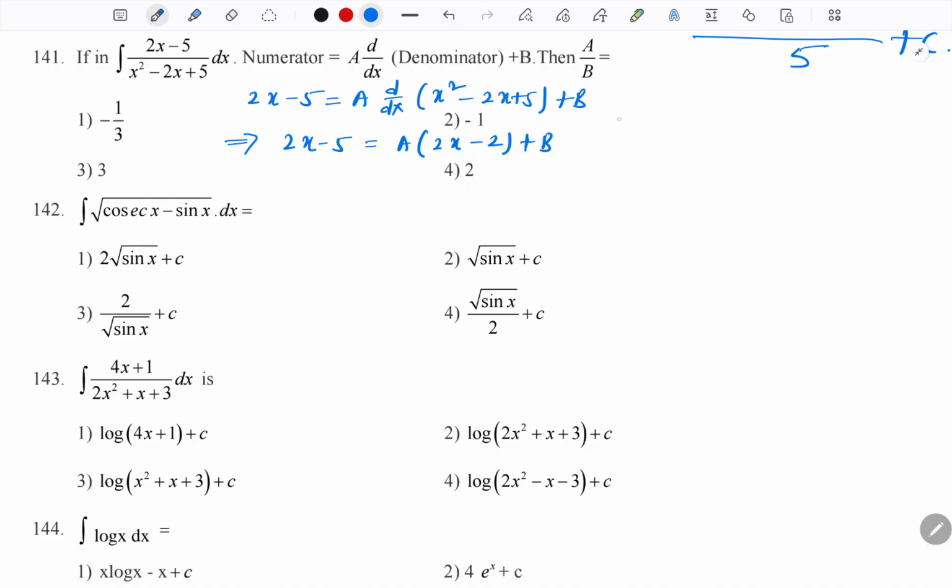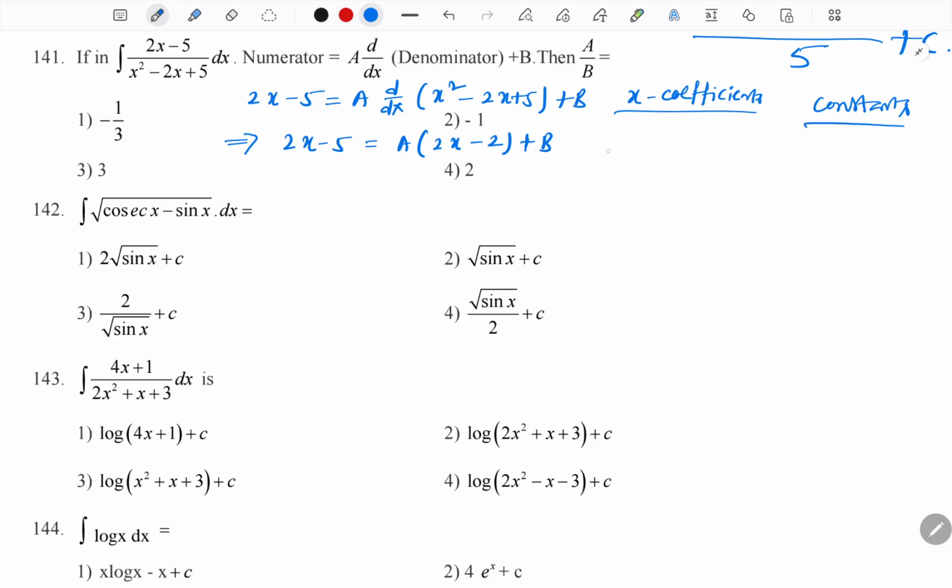So first, x coefficients. Next, constants on both sides. Then what will you get?